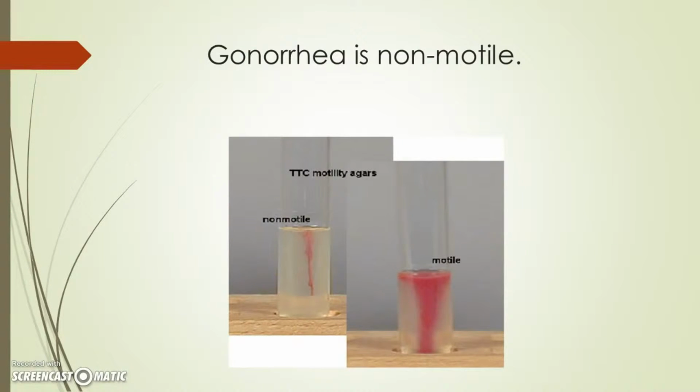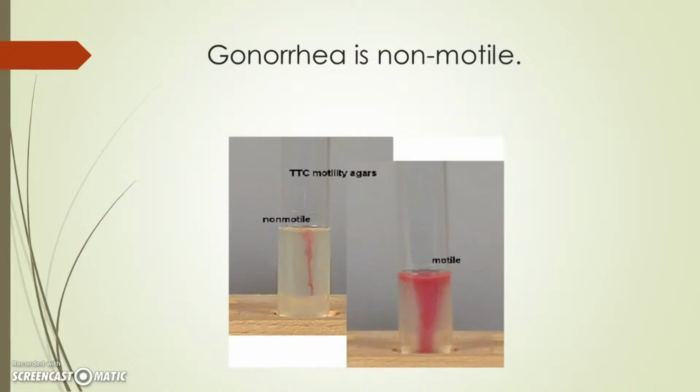Gonorrhea is non-motile, meaning it does not have self-propulsion. This picture shows a test that microbiologists use by putting a tiny mass of cells into a semi-solid medium in a test tube. If the cells grow rapidly through the entire medium, like the picture on the right, this indicates mobility in the bacteria. A non-motile bacteria, like gonorrhea, would move in one place but not make any progress, like the picture on the left.